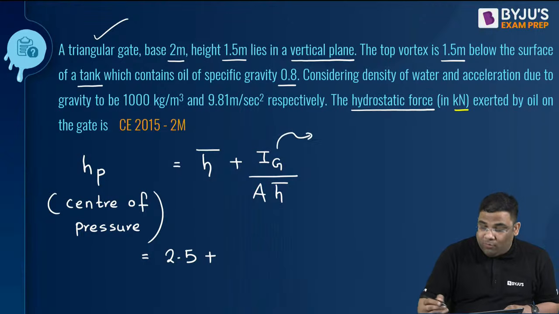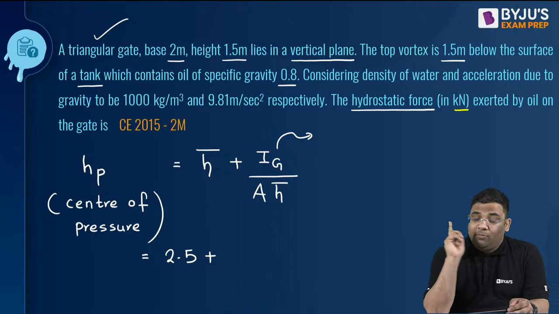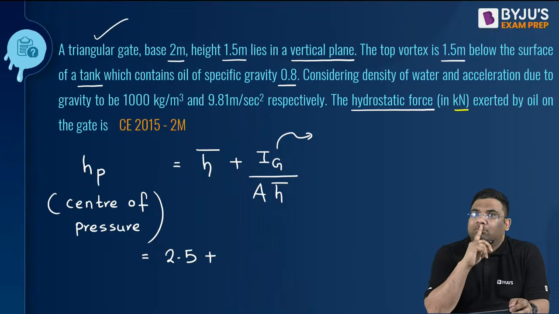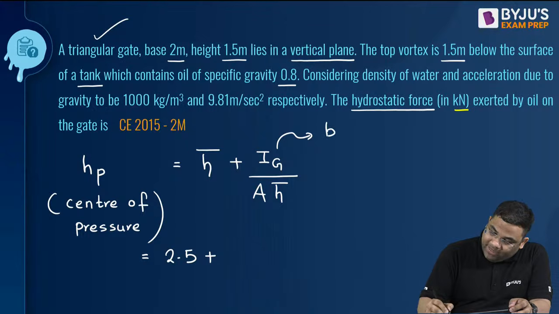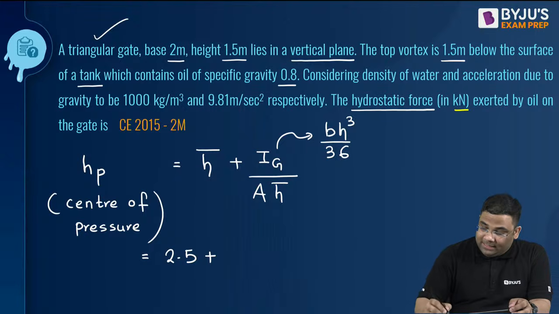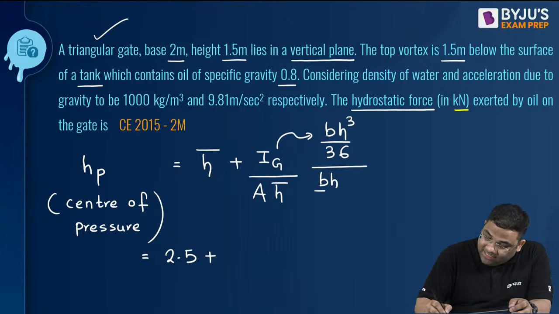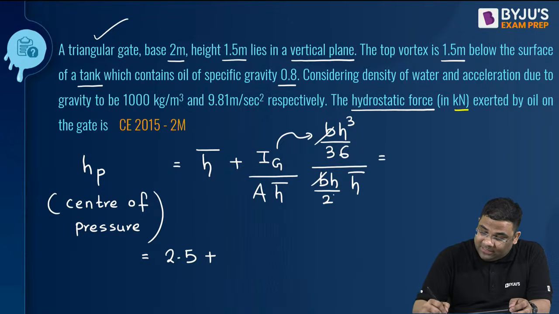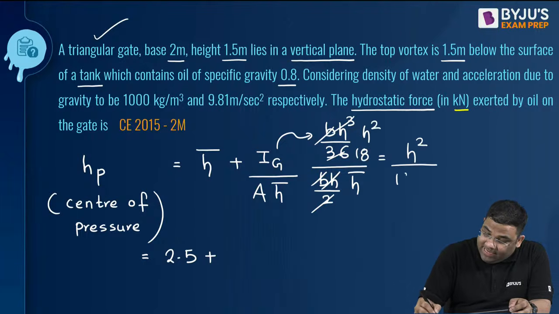Now what is the moment of inertia of a triangle? It is base into height cube by 36, right? Then I'll divide by the area. Area is how much? Half base into height, and then h bar. So if you put this value, you see b gets cancelled. This becomes 18. This h gets cancelled. I get h square, so I can say h square by 18 h bar.